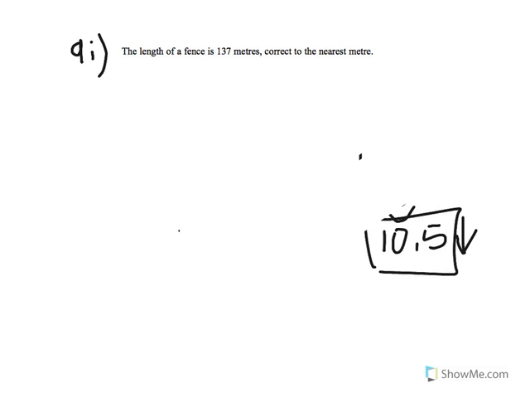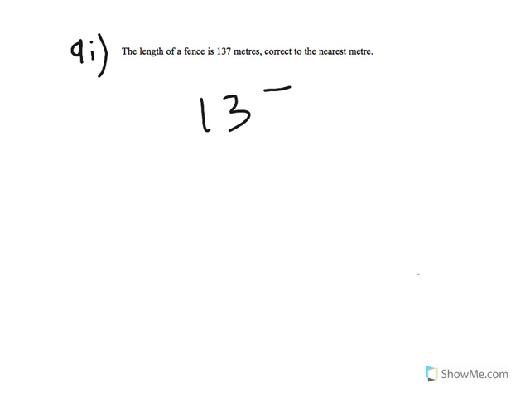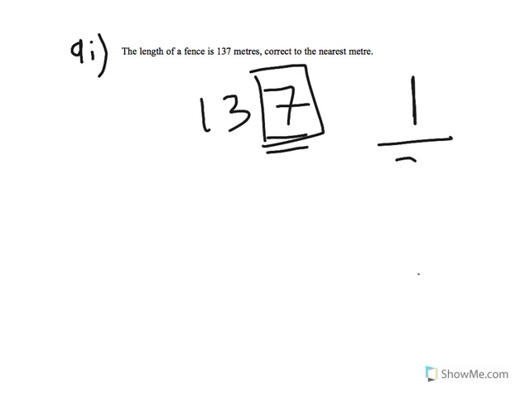Now, a quick way of finding it, I'll just show it to you with this question. So, for example, the length of the fence is 137 meters, correct to the nearest meter. So 137, correct to the nearest meter, which is that place. Now, what you do is you take that number, the units place, which is just 1, and you divide that by 2, correct? And you're going to get a number like 0.5, 0.005, or whatever. So in this case, you get 0.5.